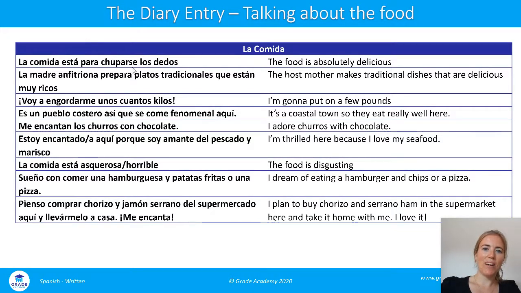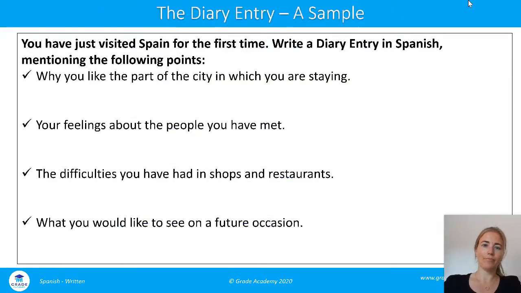Here's a really good example of where you can use idiomatic Spanish. So, la comida está para chuparse los dedos. So, chuparse los dedos literally means to suck your fingers. So, if you think of chupa chups, the lollipop, chupar is to suck. So, you lick your fingers when you're finished eating something delicious. So, in this case, you're saying the food is absolutely delicious.